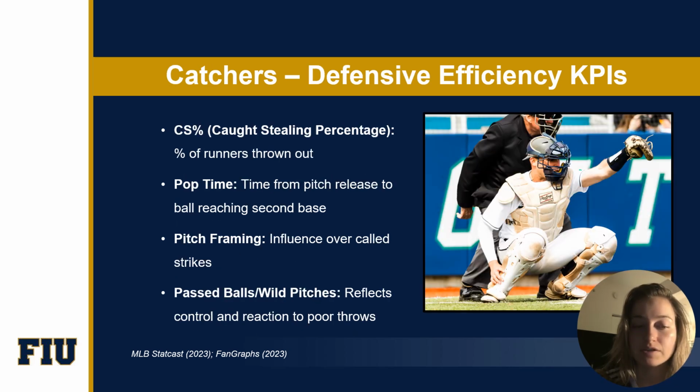Catching metrics are all about speed, reaction, and subtle influence. Hop time measures how fast a catcher can transfer and throw to second base. It's a key stat for controlling the run game. Caught stealing percentage adds context to how effective they are defensively. Pitch framing is another powerful KPI, showing how well they manipulate the zone and earn strikes for their pitcher. We also monitor passed balls and wild pitches, which reflect the catcher's ability to control difficult throws.